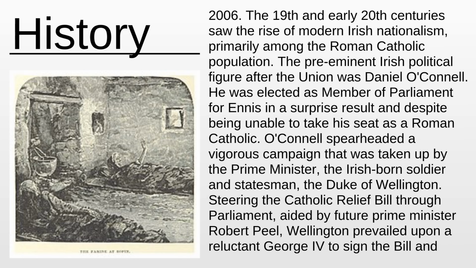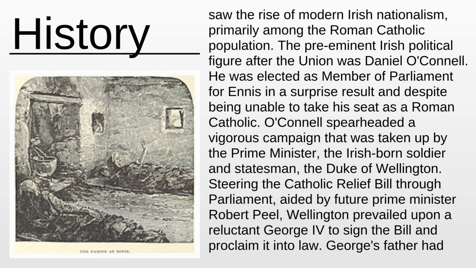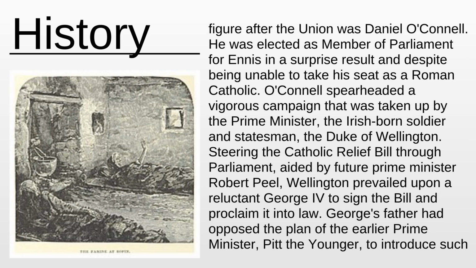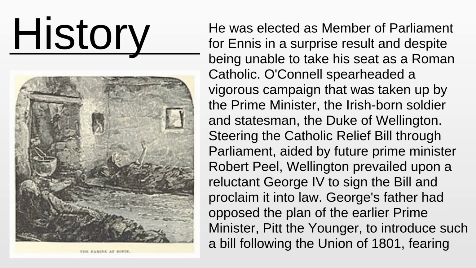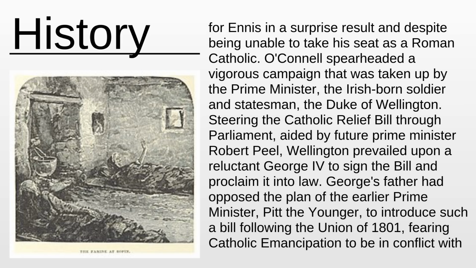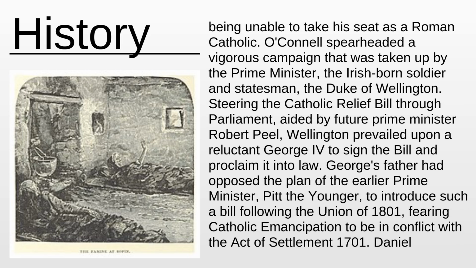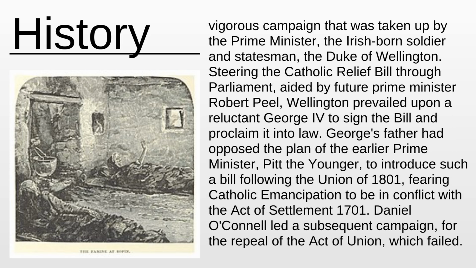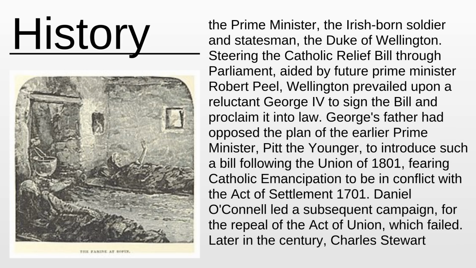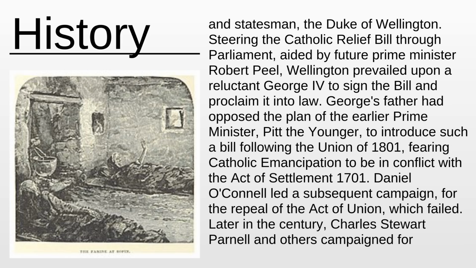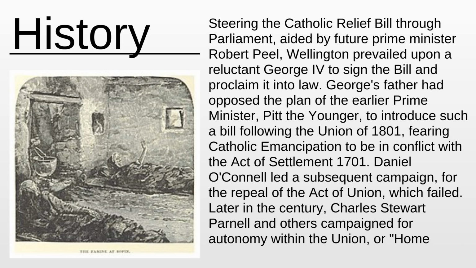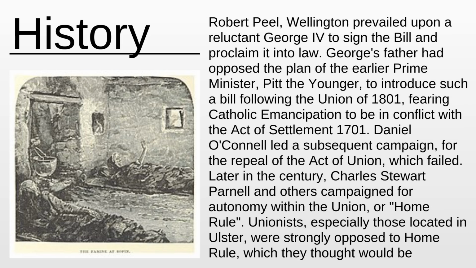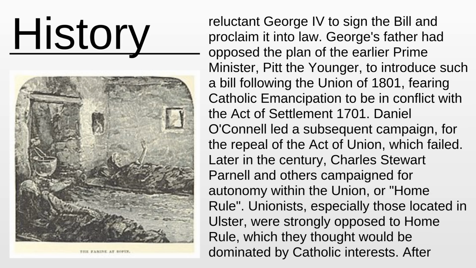The 19th and early 20th centuries saw the rise of modern Irish nationalism, primarily among the Roman Catholic population. The preeminent Irish political figure after the Union was Daniel O'Connell. He was elected as Member of Parliament for Ennis in a surprise result, and despite being unable to take his seat as a Roman Catholic, O'Connell spearheaded a vigorous campaign that was taken up by the Prime Minister, the Irish-born soldier and statesman, the Duke of Wellington. Steering the Catholic Relief Bill through Parliament, aided by future Prime Minister Robert Peel, Wellington prevailed upon a reluctant George IV to sign the bill and proclaim it into law.